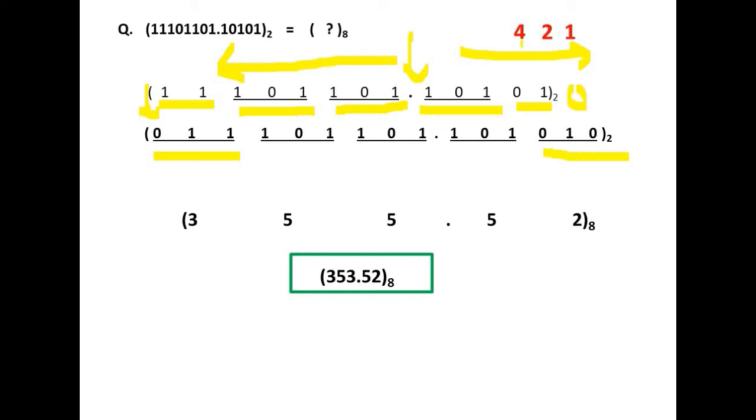Now we know that using the 1 2 4 weight method we can find 011. For 011 the last 2 digits are required, so it will be 3.